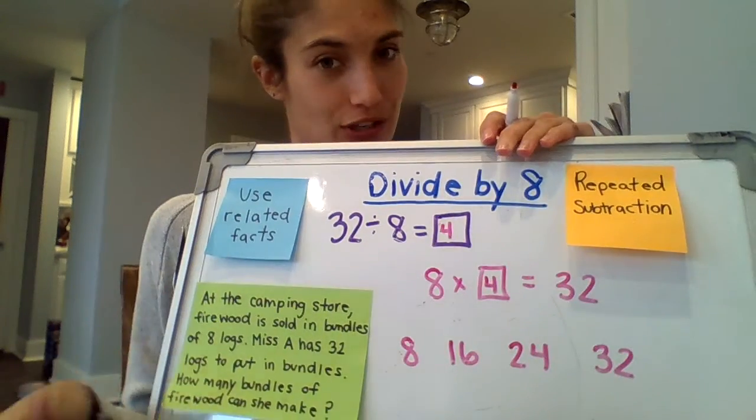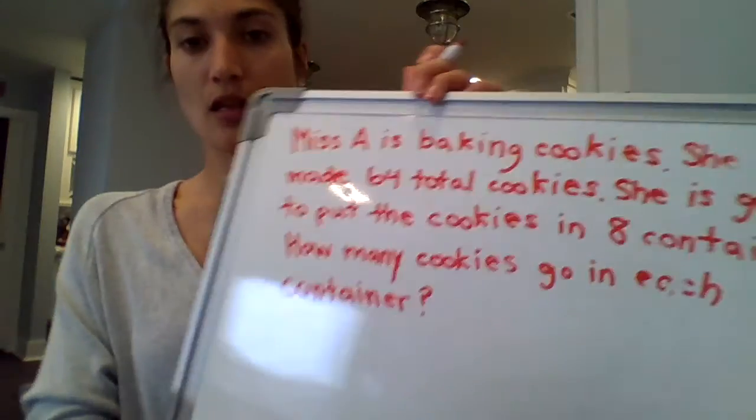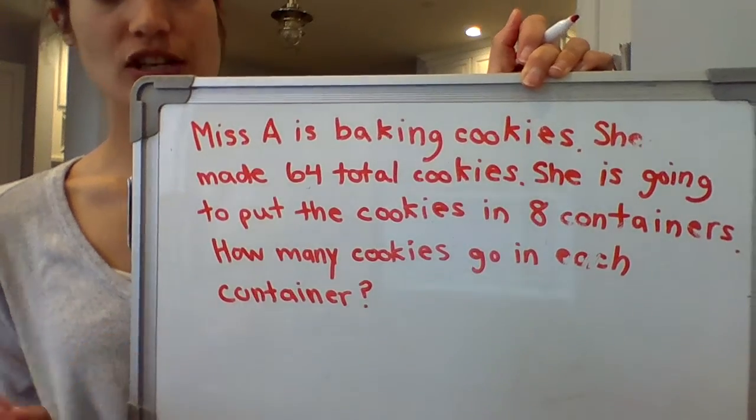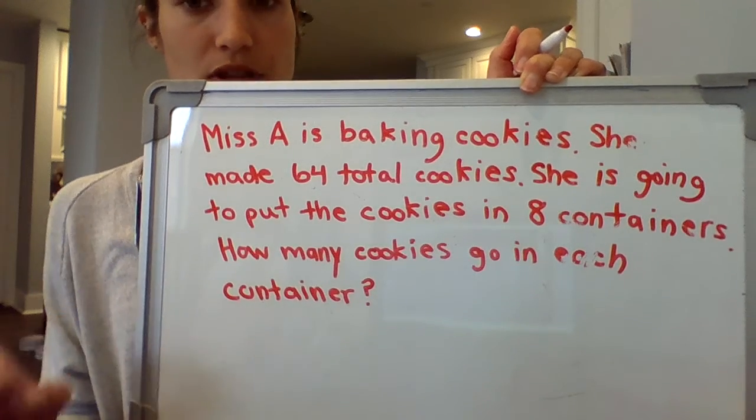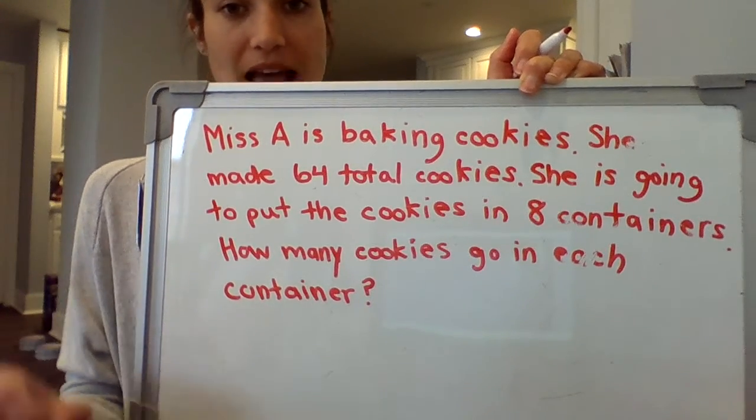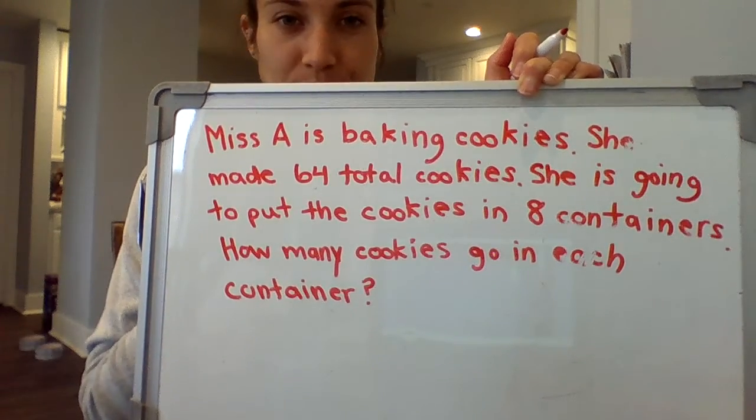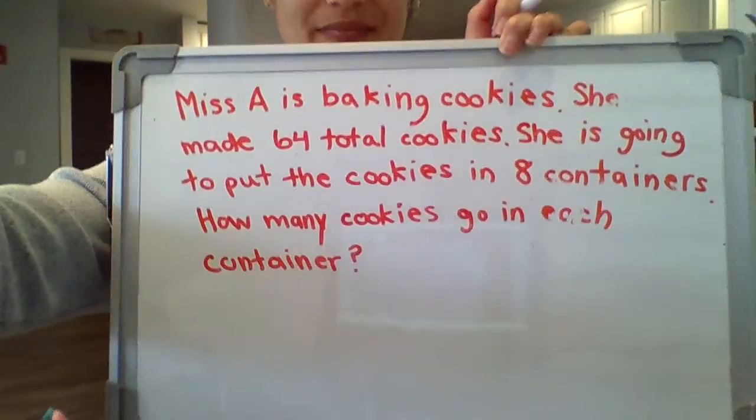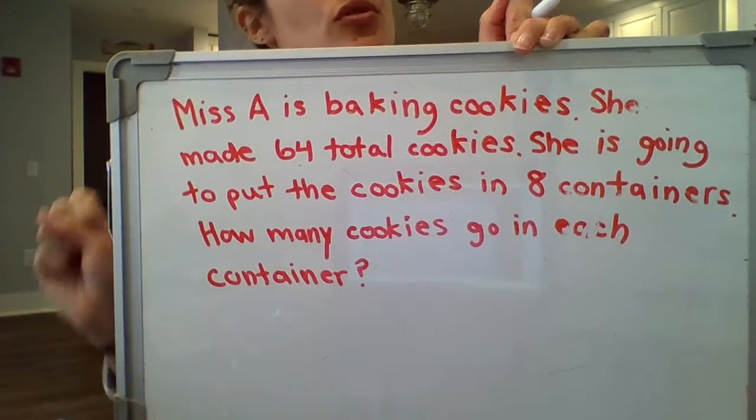All right, now it's your turn to try. I have a word problem that I want you to try on your own. Okay, it says, Miss A is baking cookies. She made 64 total cookies. She's going to put the cookies in 8 containers. How many cookies go in each container? How many times do I read a problem? You're right, twice. So, Miss A is baking cookies. She made 64 total cookies.